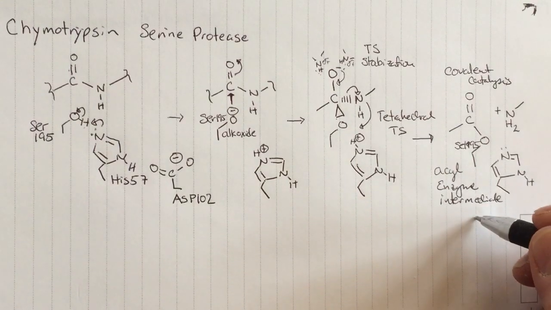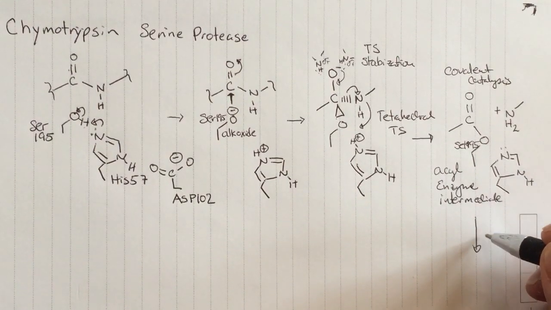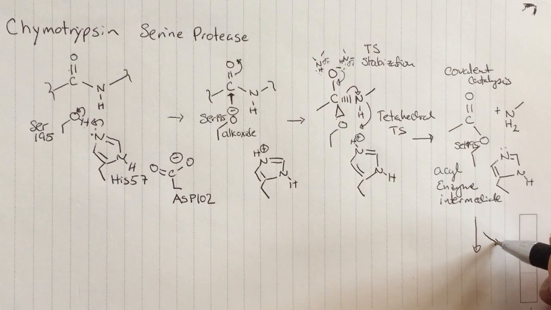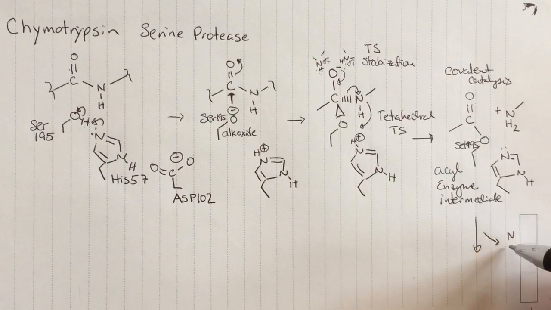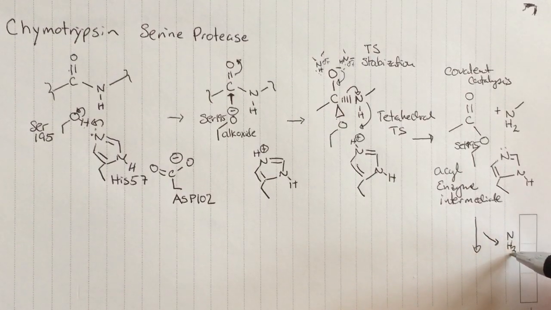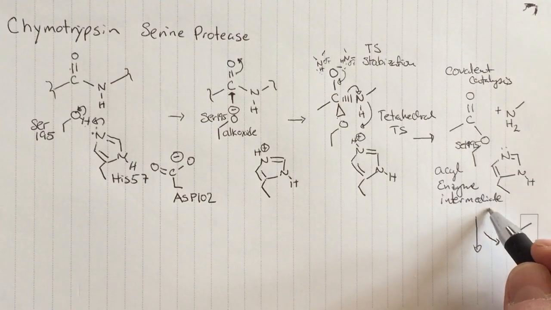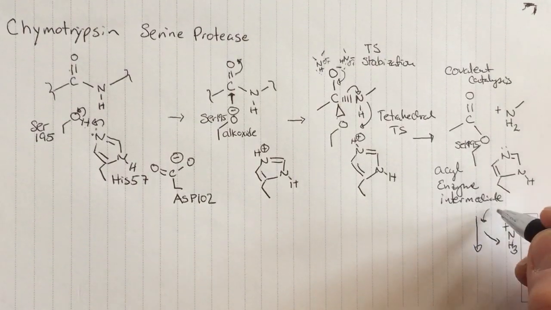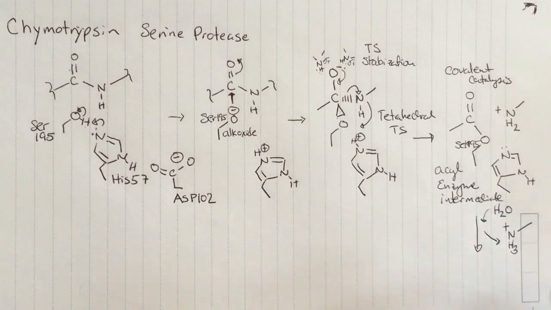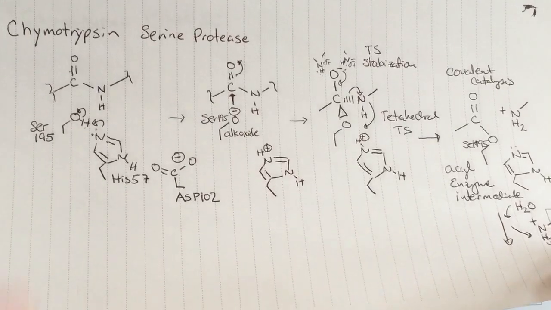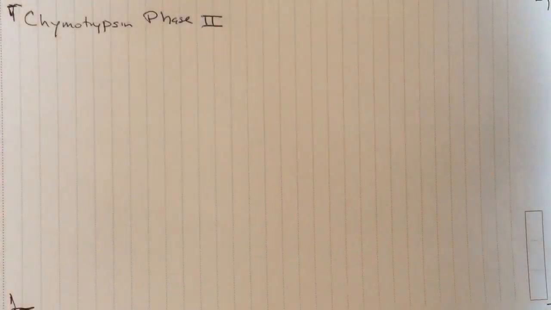So to continue this reaction, we allow the free amino group to leave the active site. It's probably going to pick up another proton along the way and become positively charged. And that will allow the entry of the next substrate, which is water, into the active site. And that brings us to the second phase of the chymotrypsin reaction.